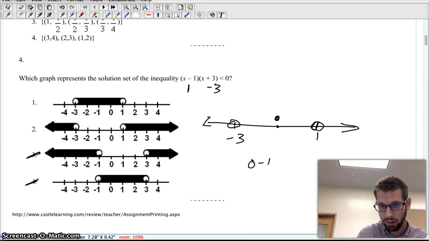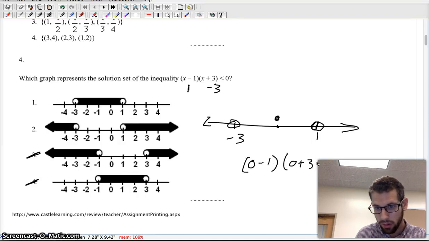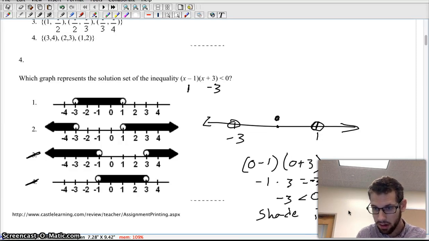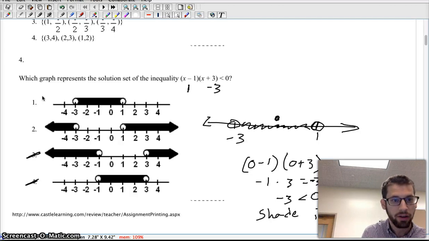So 0 minus 1 times 0 plus 3 would be -1 times 3, which equals -3. And -3 is less than 0. This is true. So I'm going to shade inside. So I'm going to shade all of this stuff inside, which means that I've got to do answer choice 1.